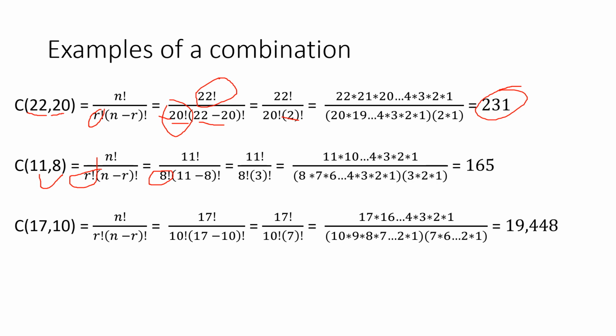Here's 17 and 10. And that's a pretty big number here, 19,448, with 17 in the total set. And that's 17 factorial, and then I pull out 10, so it's 10 factorial times 17 minus 10 factorial, which is 10 factorial, 7 factorial. And I end up getting 19,448.